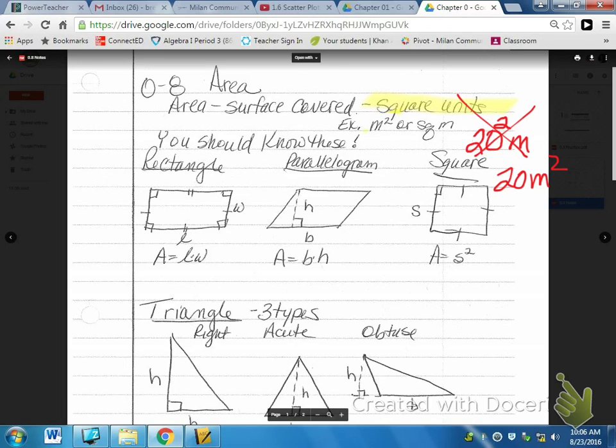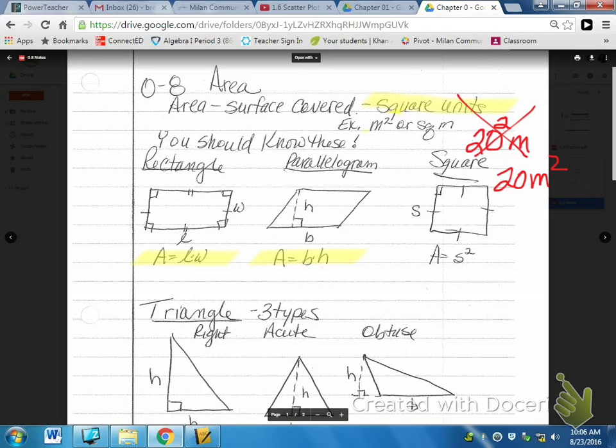Now, just like I said yesterday, these formulas that I'm going over, you need to just commit to memory. 8th grade standards require that you know these on your own. They're not going to be given to you. So you need to know that the area of a rectangle is length times width. The area of a parallelogram is base times height.